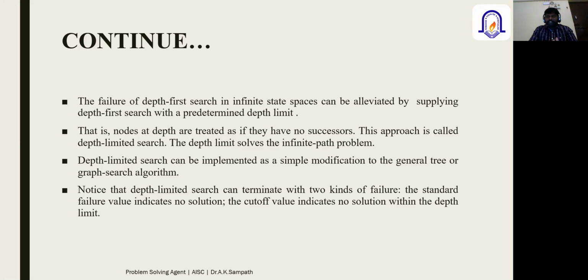This will cause a problem with an infinite solution or infinite nodes. Suppose the depth is infinite; in that case, it will not be an optimal way to find the searching element in the tree. So to avoid that, we are now going with the depth limited search.